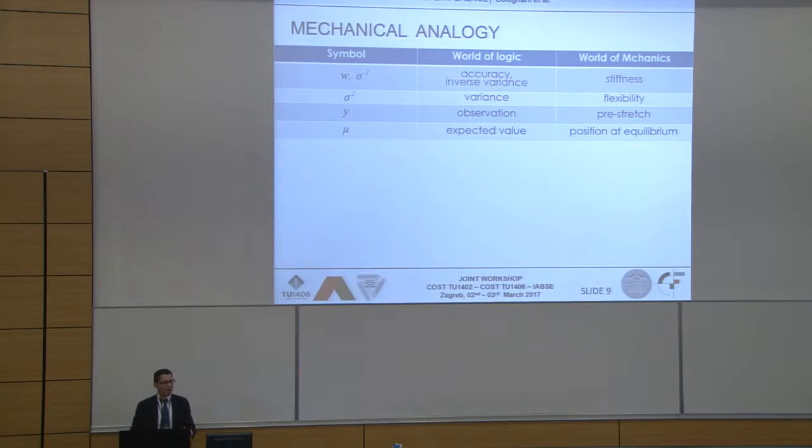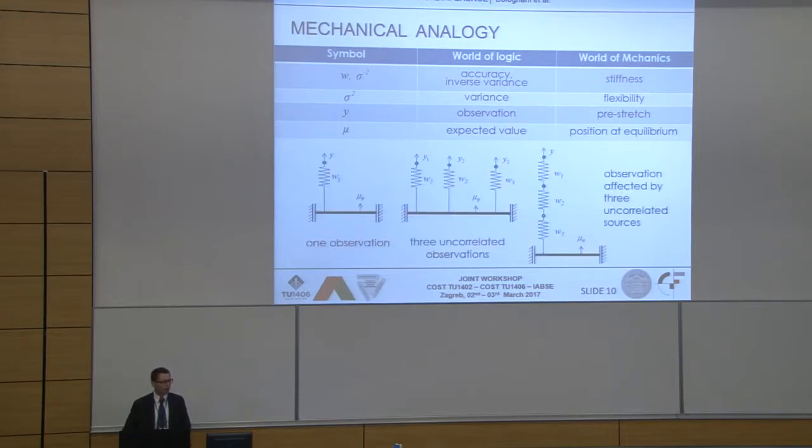So this is basically our mechanical analogy. In the world of logic, accuracy, the inverse of variance, corresponds in mechanics to stiffness, and variance corresponds to flexibility in mechanics. Any observation corresponds to a spring with a particular pre-tension, which is the value of our observation, and the expected value of the parameter we want to infer corresponds to the position of the bar at equilibrium.